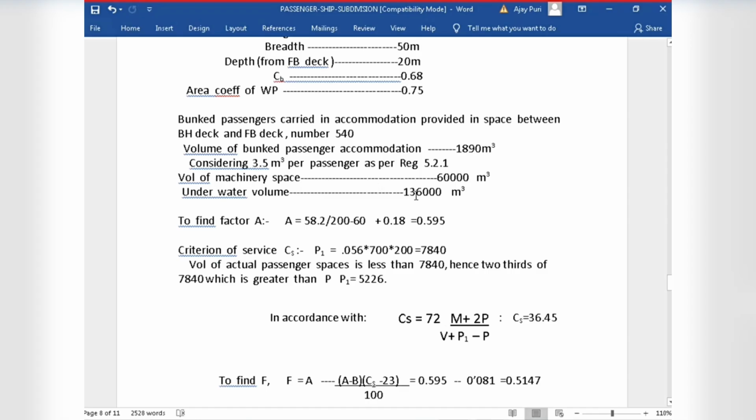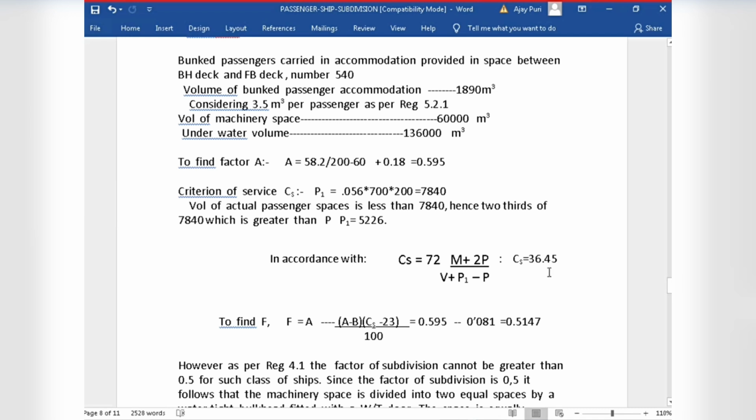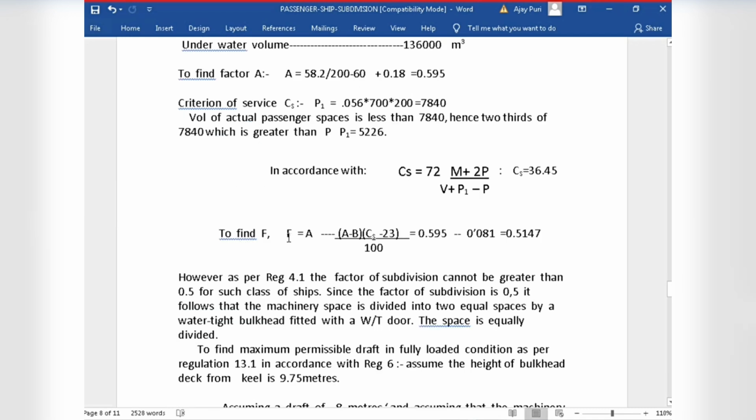Underwater volume is 136,000 meter cube. You find factor A, CS, and you find T1 here. Then the volume of actual passenger space is less than 7840. So we have 2/3 of that, which is greater than P. So P1 is given a value of 2/3 of this value. So CS you find out will be 36.45. Then you find out what is factor F. Basis formula, so you get 0.5147.